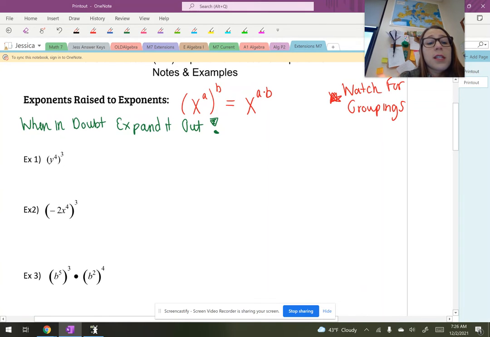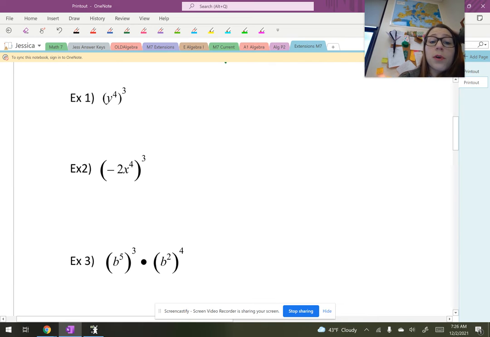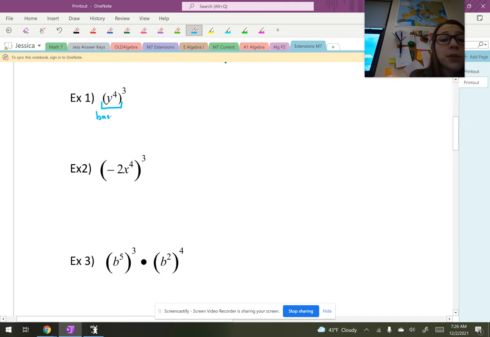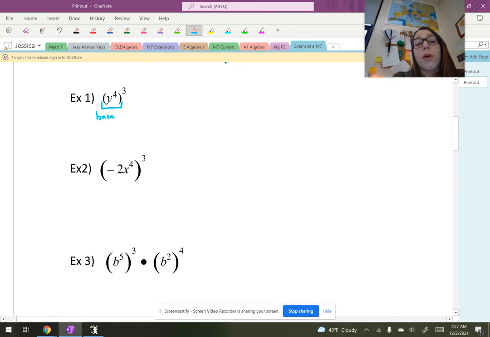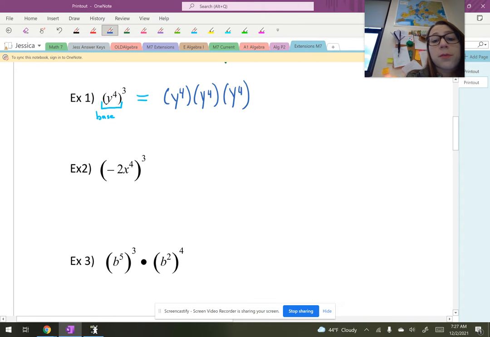All right, so let's take a look at example number 1. I have y to the 4th being raised to the 3rd power. If I were going to expand that, this is my base here, and I would be multiplying y to the 4th 3 times. So let's see what that looks like: y to the 4th times y to the 4th times y to the 4th.